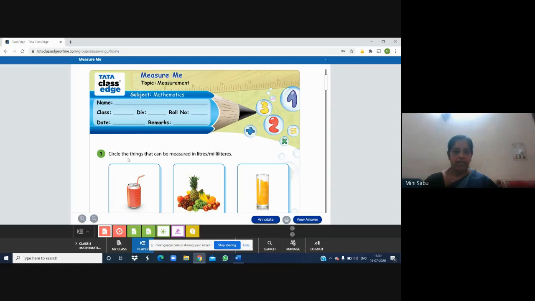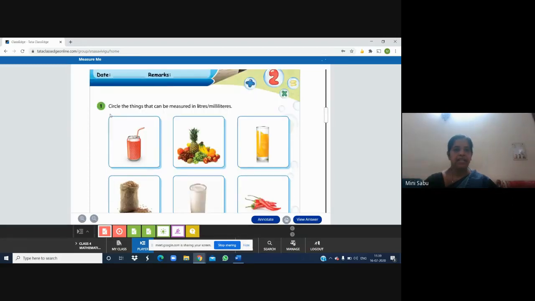Measure me. Then here there are some pictures. Circle the things that can be measured in liters or milliliters. Here two units are given to you, liters and milliliters. And you have already learned in class 2 and class 3 that liter and milliliter are units of measuring capacity. And capacity you have already learned. Still, capacity means the maximum quantity of the liquid a vessel can hold. Okay, here the question is, you have to circle the things that can be measured in liters or milliliters.